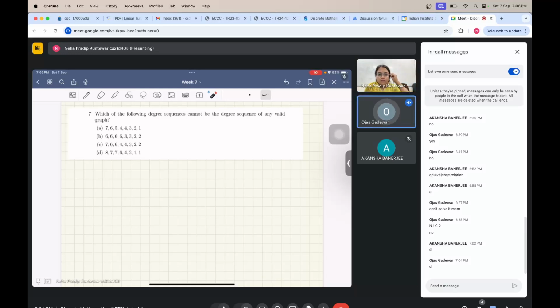Ma'am, in option D, I just applied Havel-Hakimi theorem, and it could not be satisfied. Means in the last step, it could not give all zeros or stars. That's why it is the right answer for this question. Right. Good.